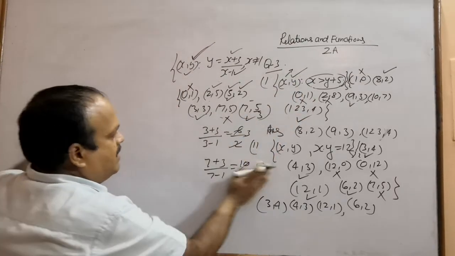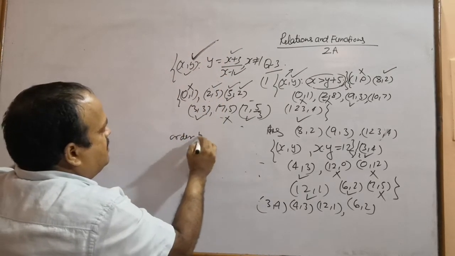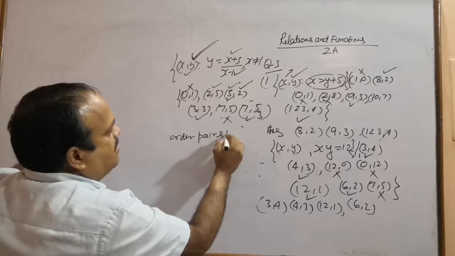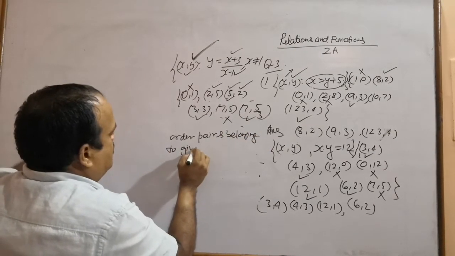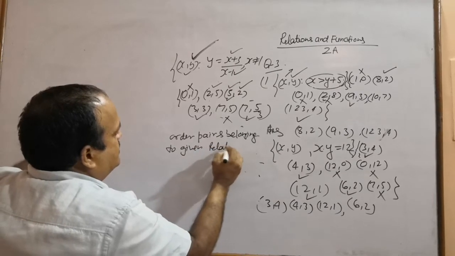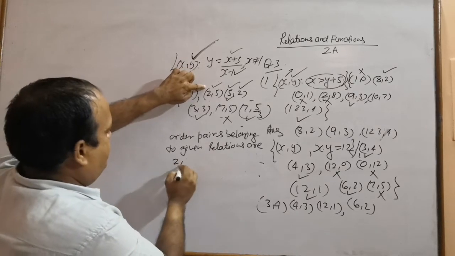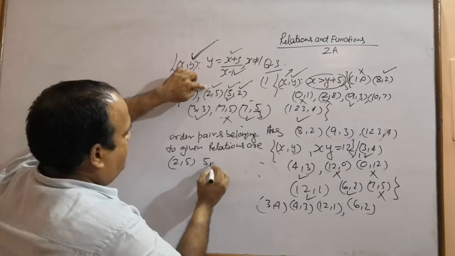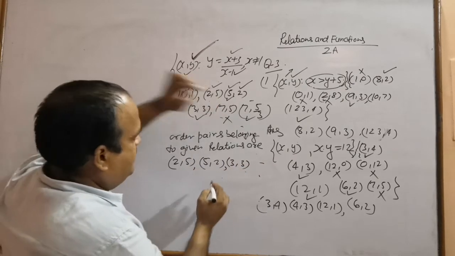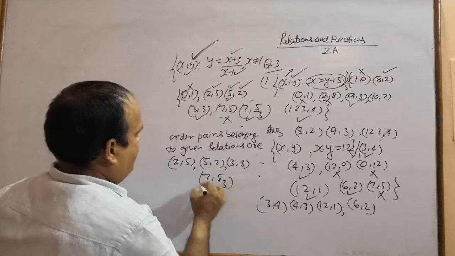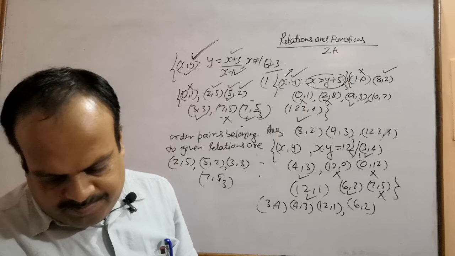So the ordered pairs which belong to the given relation are, we can write, ordered pairs belonging to the given relation are 2 comma 5, 5 comma 2, 3 comma 3 and 7 comma 5 by 3.